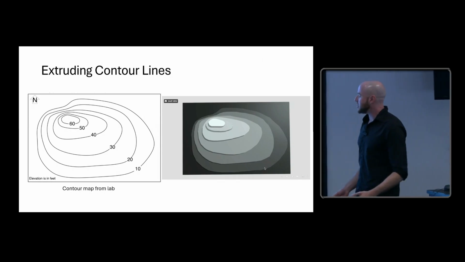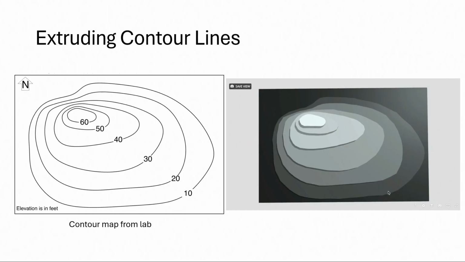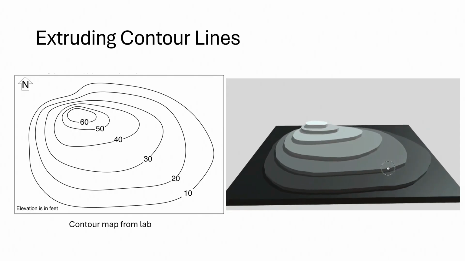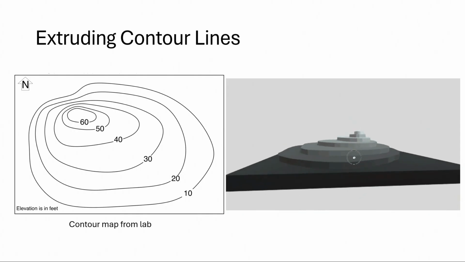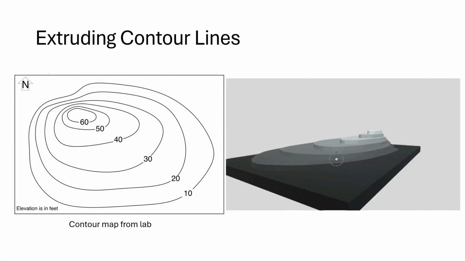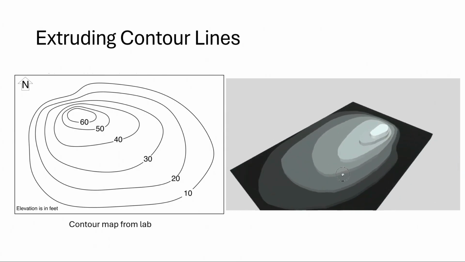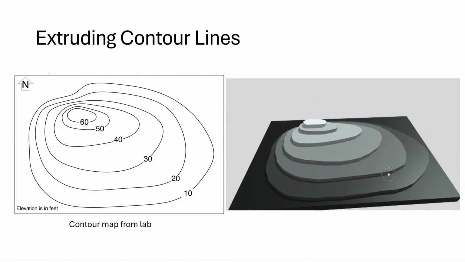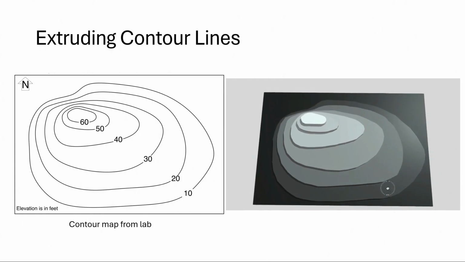Another use case for 3D modeling for my class is understanding contour maps. Contour maps are 2D representations of 3D space, and they can be abstract. So in the 3D space, I extrude each level of the contour map. And we do exercises where we look at one perspective of the 3D model and then have to determine on the 2D map where we're looking from.